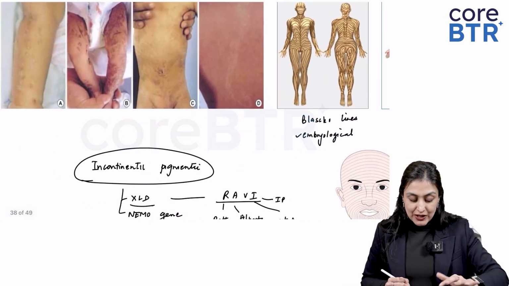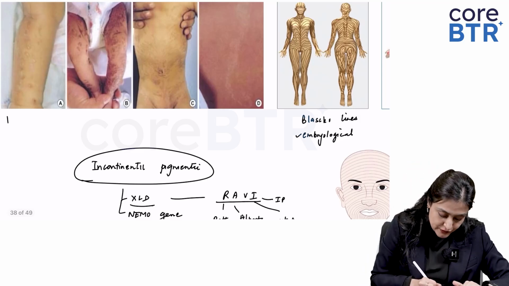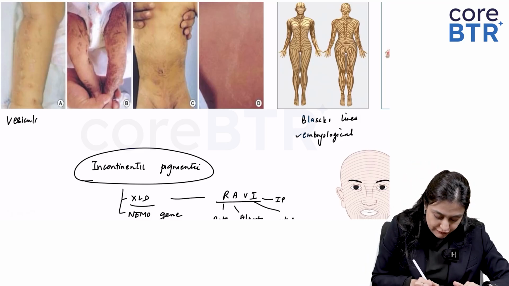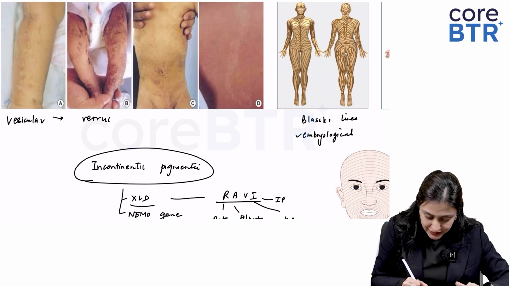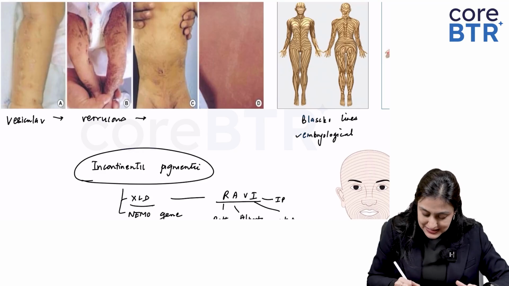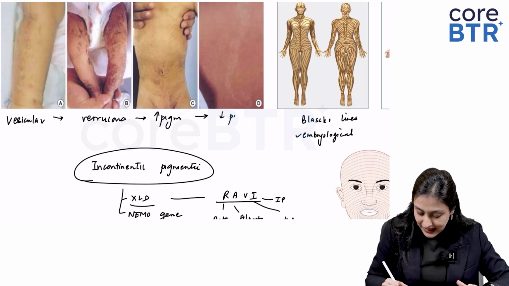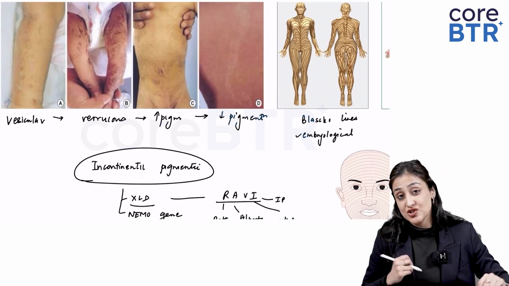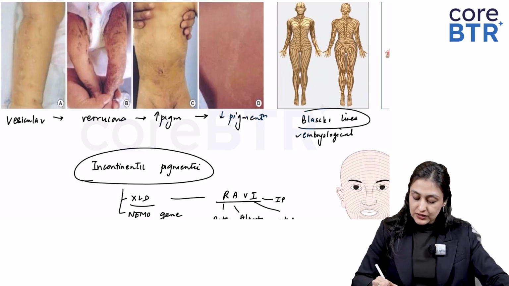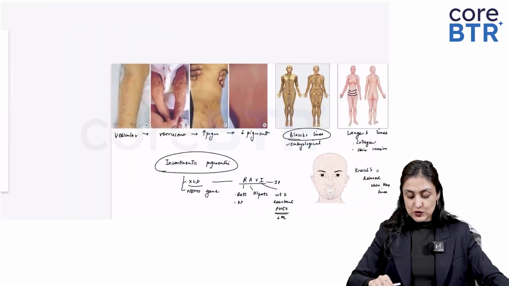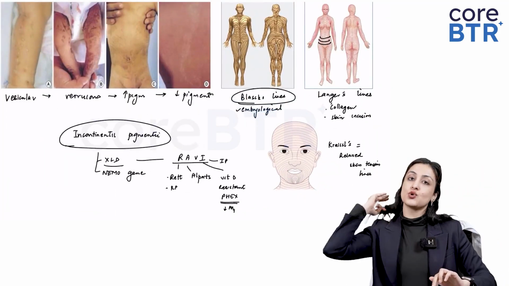Right. So this is where you have four stages. Look at the first one. It starts off with vesicular lesions, progresses to become verrucous lesions. Then you can see a hyperpigmentation phase, and then you have a hypopigmentation phase. So they can ask you to do a sequential arrangement here, never been asked so far, but this is also happening along the Blaschko lines, right? So this is about the lines concept.